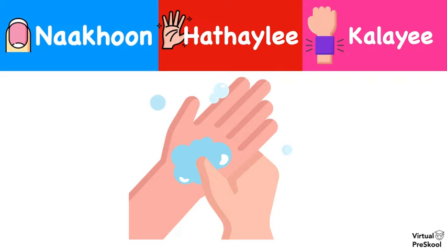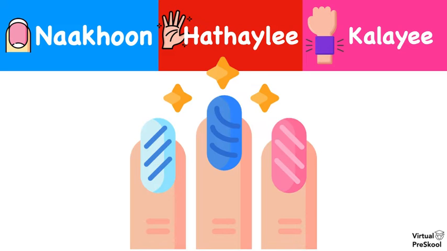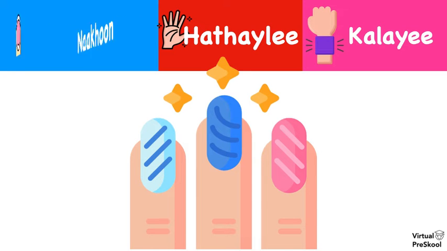He has soap in the palm of his hand. Is palm nakhun, hatheli, or galai? Hatheli. She painted her nails halka nila, gehra nila, or gulabi, light blue, dark blue, and pink. And how do we say nails in Hindi? Is it nakhun, hatheli, or galai? Nails are nakhun.